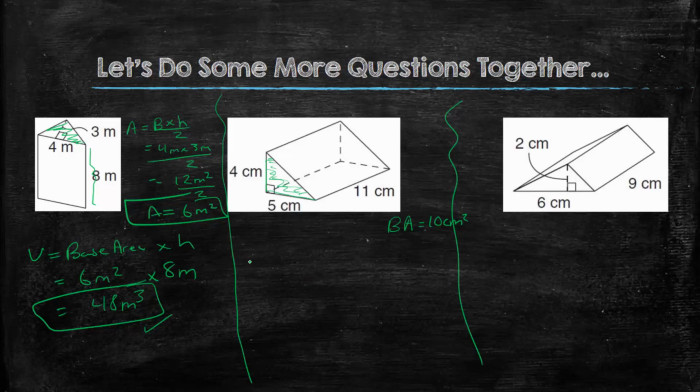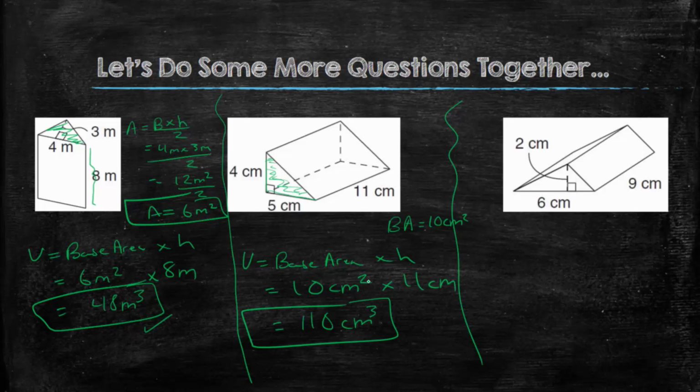Okay, great. So volume equals base area times height. Base area, we just did mental math, is 10 centimeters squared times height is 11 centimeters. Well, what's 10 centimeters times 11 centimeters? Sorry, 10 centimeters squared times 11 centimeters gives us 110 centimeters cubed.